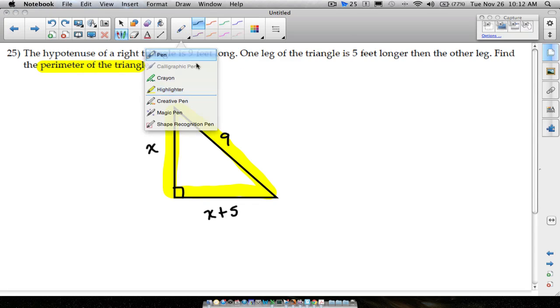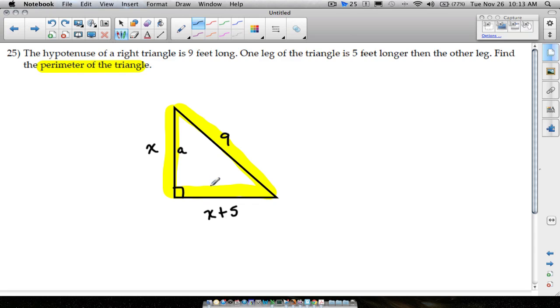So we have to set up the Pythagorean Theorem. This is our A, this is our B, this is our C. So A squared is going to be X squared plus, be careful with the B squared here. It's going to be X plus 5 in parentheses squared. And this is equal to C squared, which is 9 squared.